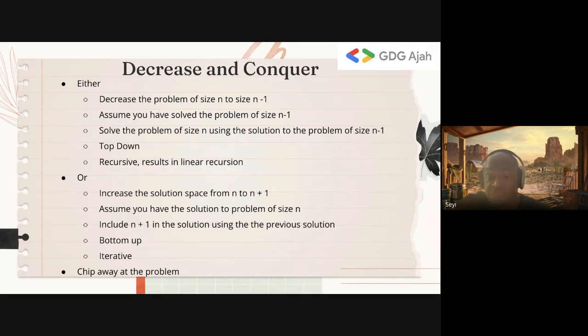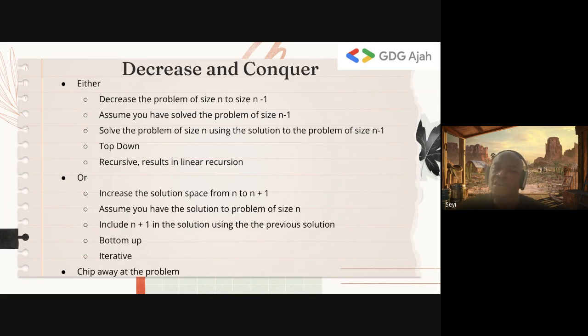Or you could increase the solution space and do it bottom up. So you assume you have a solution to a problem of size n. And then you include n plus 1 in the solution. You include the next element into the solution using the previous solution you have.